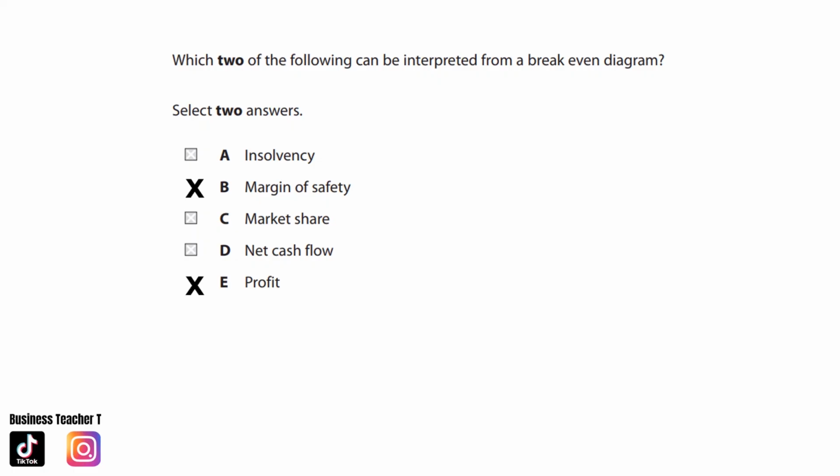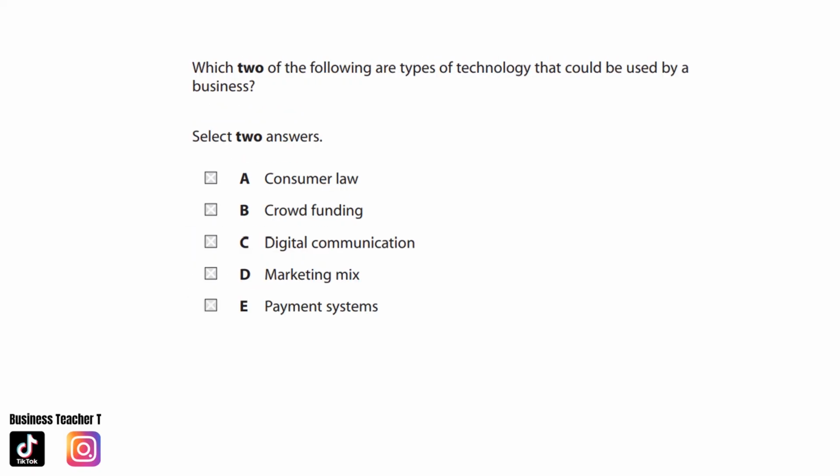Which two of the following are types of technology that could be used by a business? Select two answers. A, consumer law, B, crowdfunding, C, digital communication, D, marketing mix, or E, payment systems. First answer is digital communication, and the next answer is payment systems.